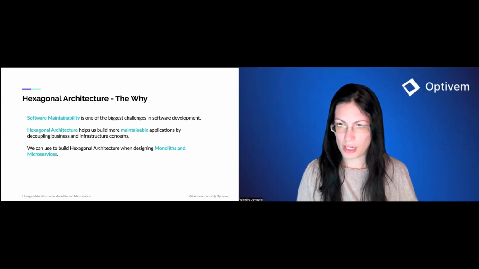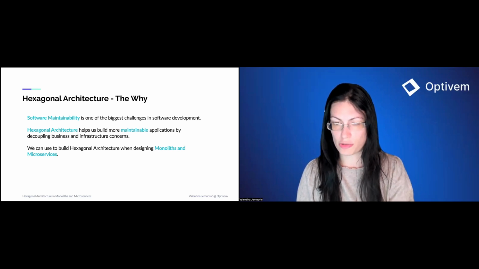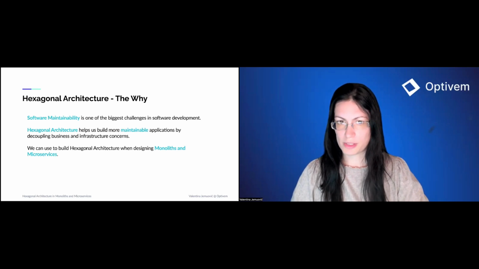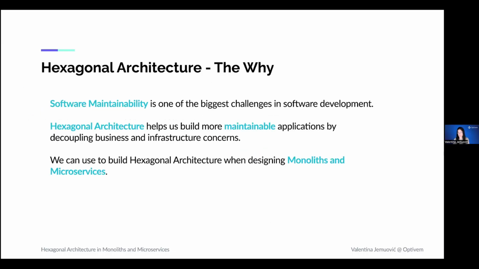So hexagonal architecture helps us to decouple business concerns from infrastructure concerns, and this helps solve the problem of software maintainability, which is a big challenge within software development. And the other useful part about hexagonal architecture is you can apply it irrespective of whether you're working with monoliths, modular monoliths, or microservices.